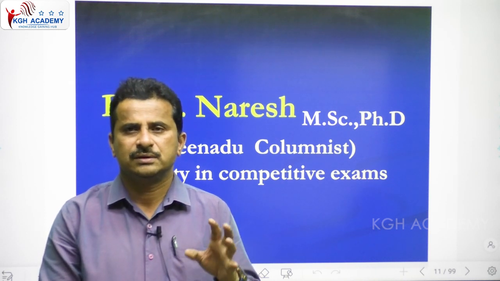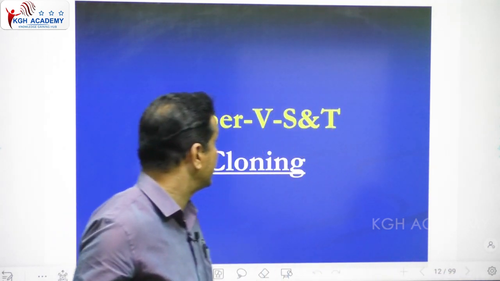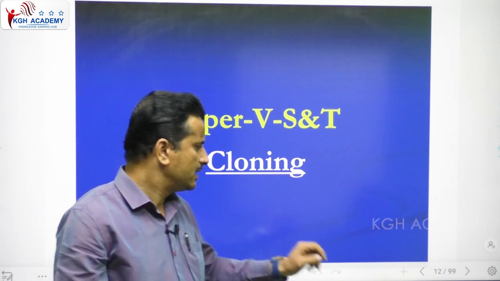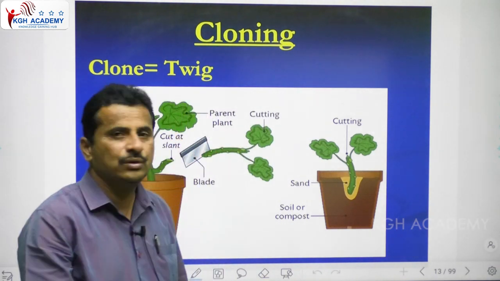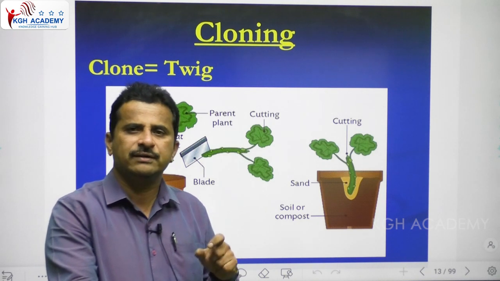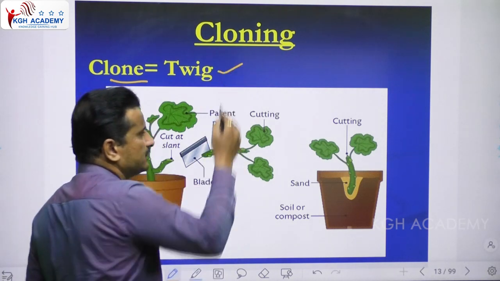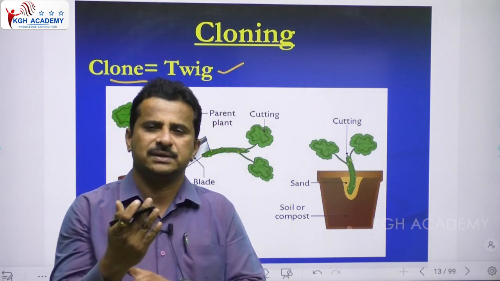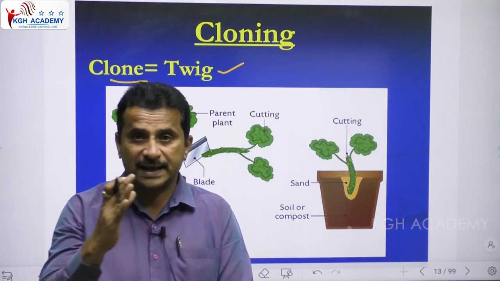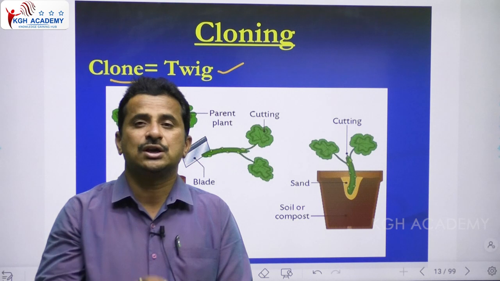So in this video, in this session, I want to discuss a topic, paper 5, science and technology topic, cloning. Very important topic. First of all, here I am giving cloning meaning, definition, types, etc. Cloning is derived from the word clone. Clone means twig. A plant part is called a twig. Plants propagated through twigs, branches, stem branches, this type of propagation is called clonal propagation.